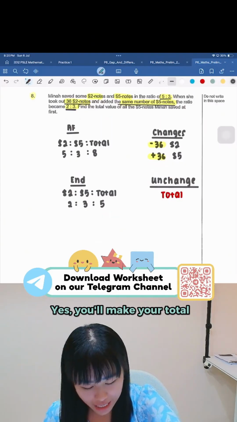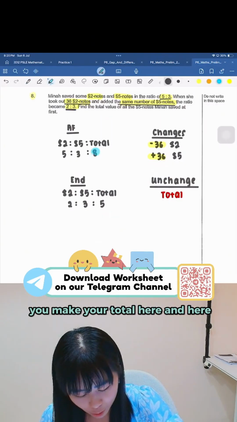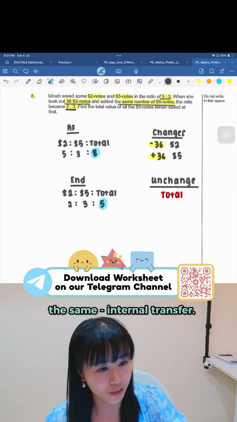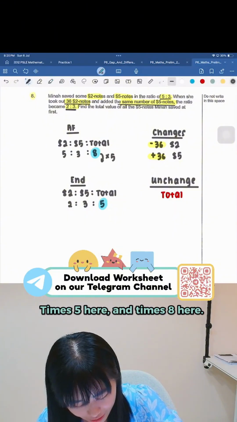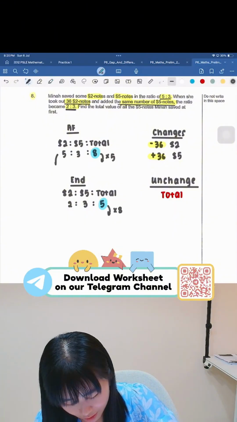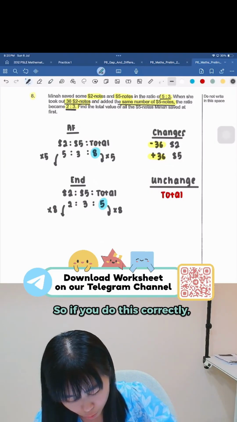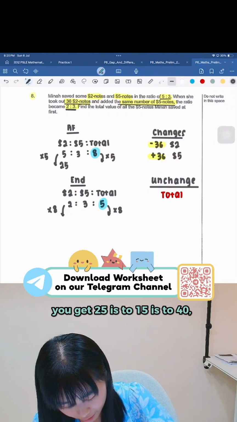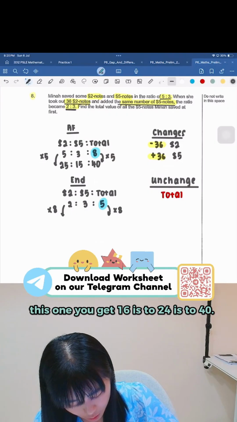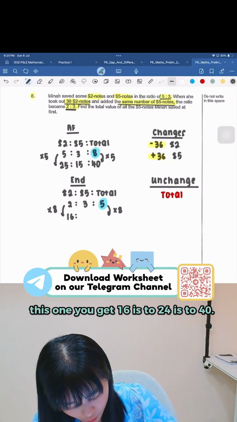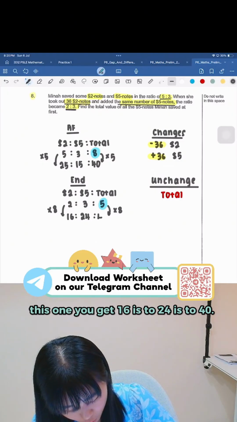Make it the same. Yes, you make your total here and here the same. Internal transfer: times 5 here and times 8 here. Okay? Internal transfer, we must make the total the same. So if you do this correctly, you get 25 is to 15 is to 40. Here you get 16 is to 24 is to 40.